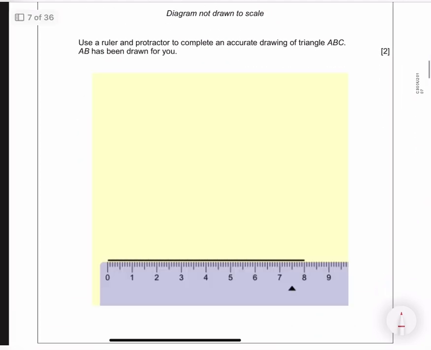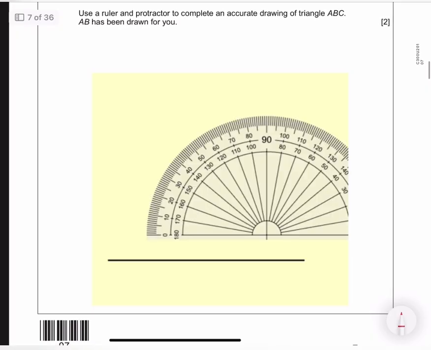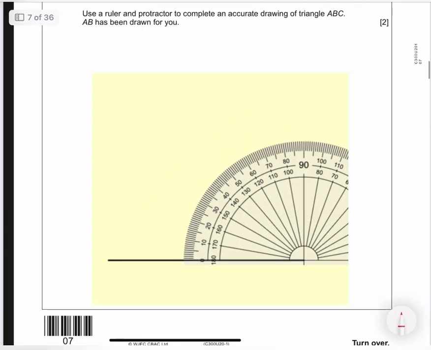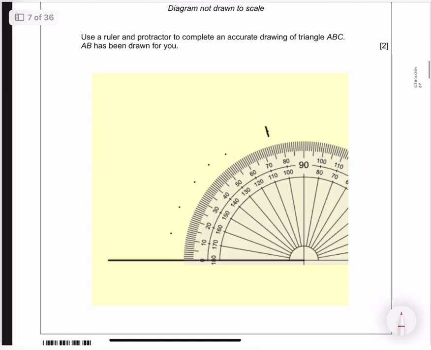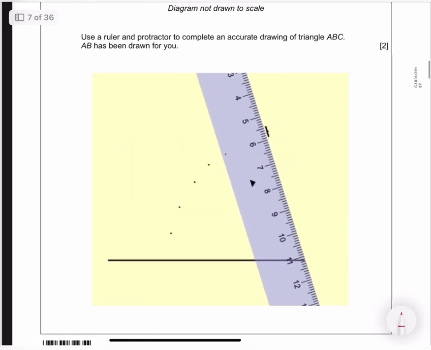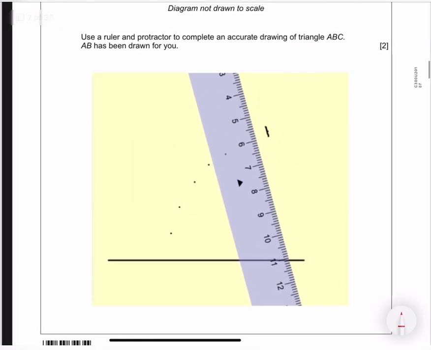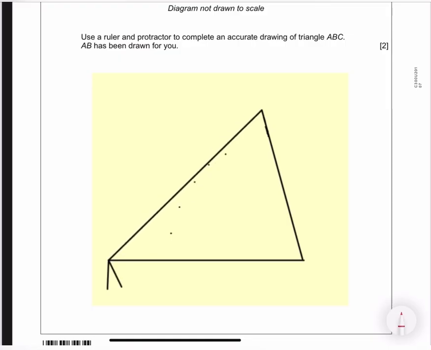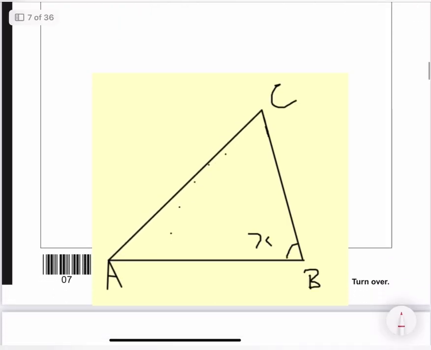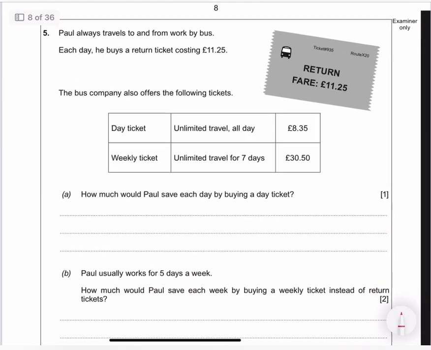Okay, so I've done it here. Watching the picture, I draw the line first, which is 8 centimeters long. Then I put the center of the protractor on one end of the angle. Then I get the ruler and I measure that line at 6.4 centimeters long, and then I just join these two other sides together. So here you go, that's my triangle ABC.